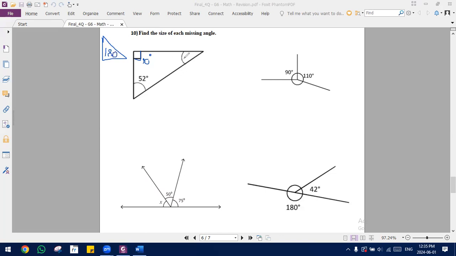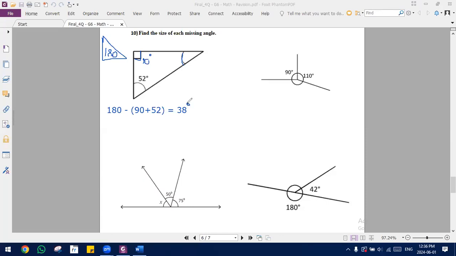So the angles need to continue to 180 with the other angles. So how do I solve it? I do 180 minus the other two added, 90 plus 52. So it will be 38. And what's the unit? Degrees.